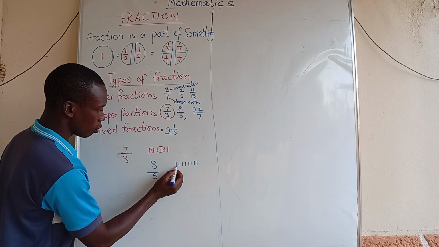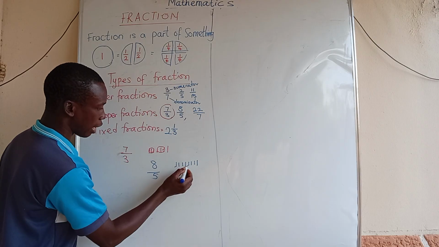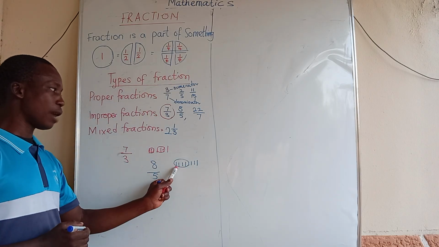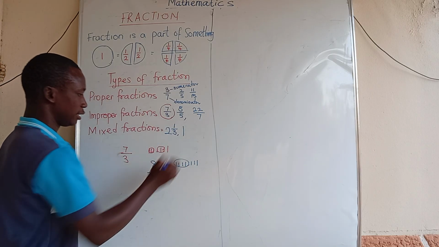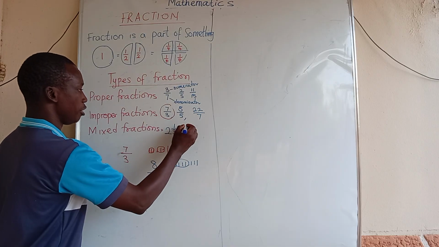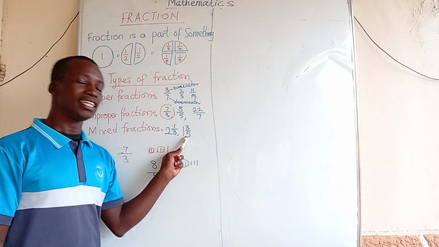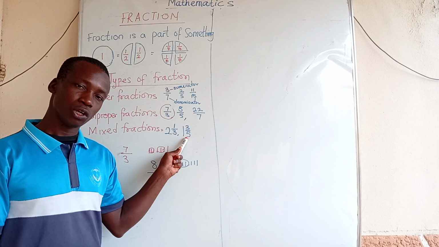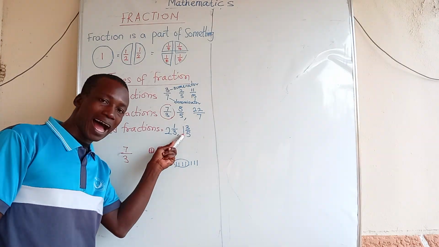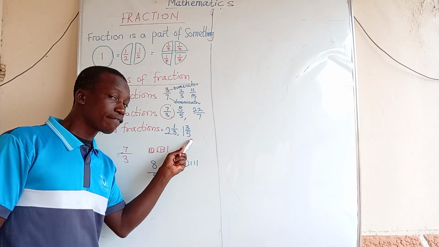And divide it by 5. 1, 2, 3, 4, 5. Circle it. That is how many 8? 1. Remainder 3 all over 5. So this is also a what? This is also a mixed fraction which combines a whole number and a proper fraction.